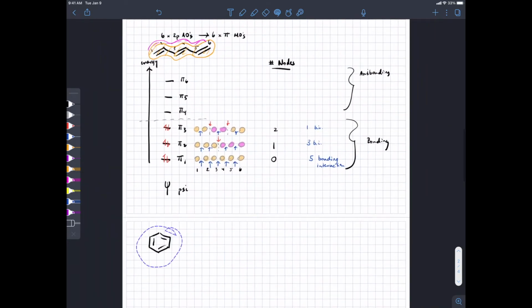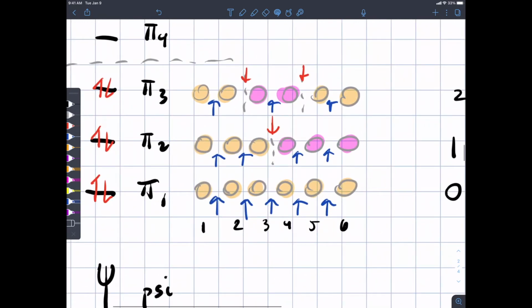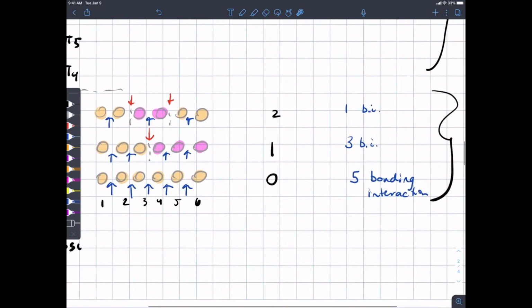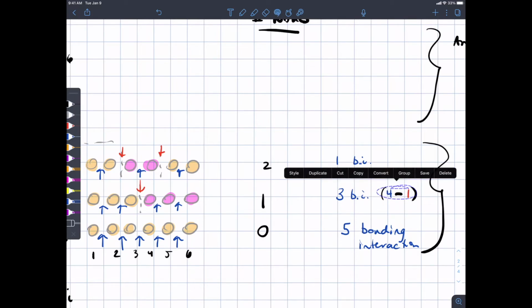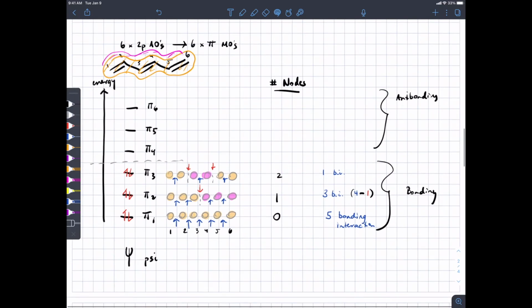But before we do benzene, any questions you want to ask about what we've done? I know I'm going through this fast. Go ahead. For the second pi, is there 4 bonding interactions or 3? There are 4, but then you subtract the antibonding interaction. Okay. Yeah, so this 3 comes from 4 minus 1, I guess. Thank you. Yeah, we'll put that here. Okay, others.